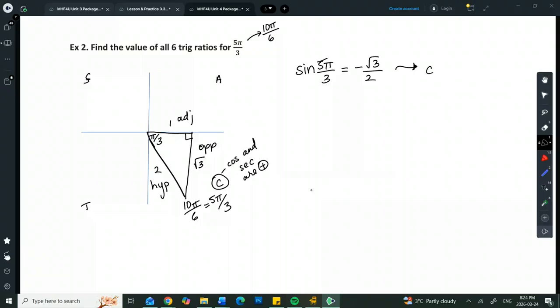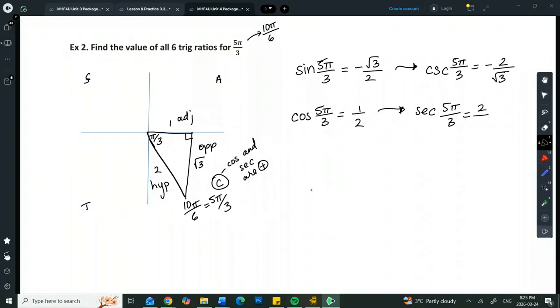Once I have that, its reciprocal is very easy. I don't really even need to think about it. All I'm going to do is flip it. Okay, and of course you can certainly rationalize the denominator. I'm fine with this kind of answer, but if you plug this into your calculator, it would rationalize it. All right, cosine, we know, as we said, is positive in this quadrant, and cosine, thinking about SOHCAHTOA, is adjacent over hypotenuse, so 1 over 2. Its reciprocal is secant. So that's going to give me 2 over 1, which will simplify to 2.